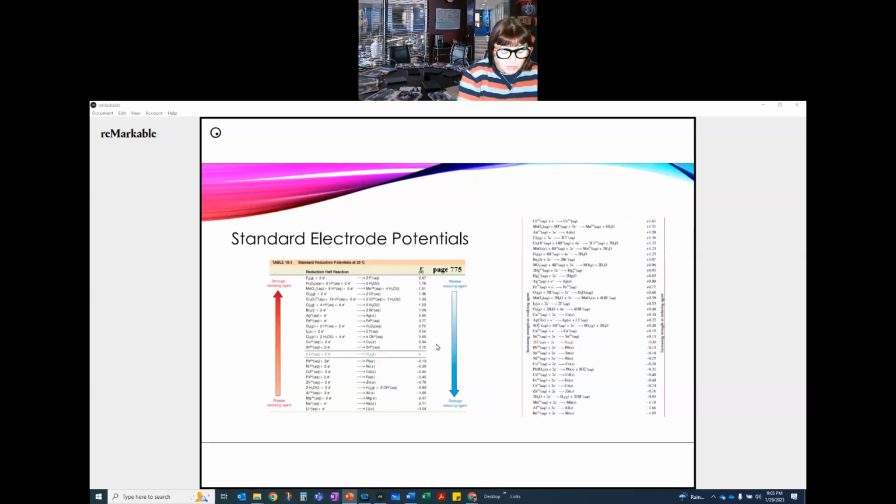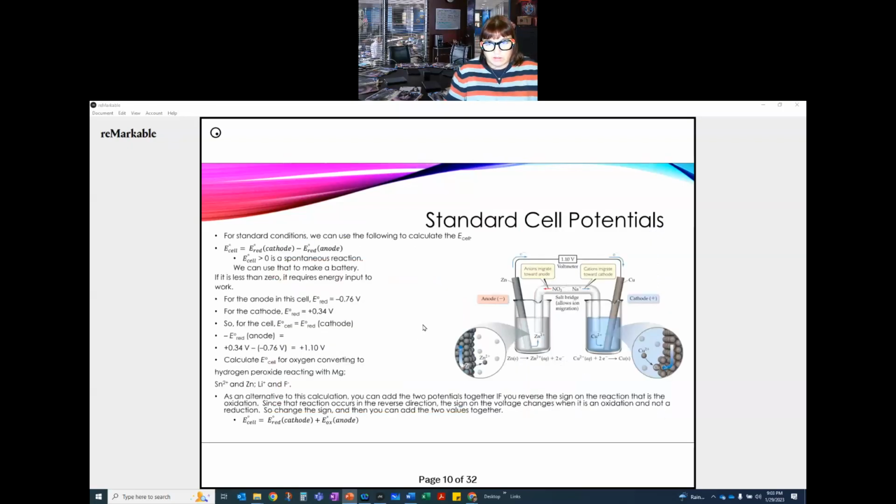Now, calculating in both ways is fine, but you have to remember which way you're going to do it. So if you're always going to use the values out of the table as they exist, use this one and make sure that you subtract the anode, because that's the one that's the oxidation, so you have to subtract what's supposed to be in the reverse direction. The other thing that you can do is just write it down the other way.